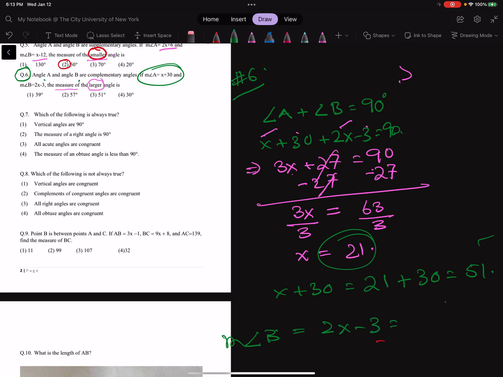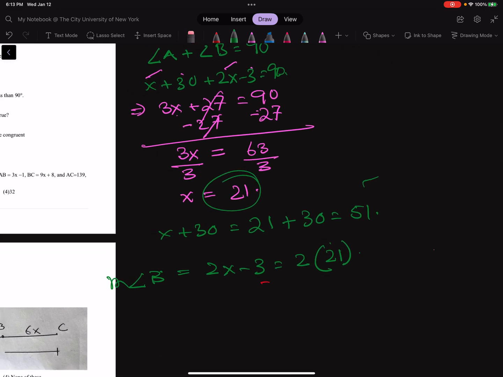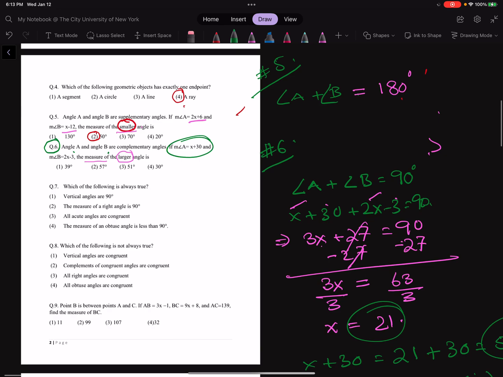But if somebody wants to calculate, then you can do B is, angle B is 2x minus 3. So you multiply, plug in x is 21 and minus 3. So you get 42 minus 3, that's 39. But we don't need that. We need this guy, okay? Because that's the larger one. So that's 3. All right.